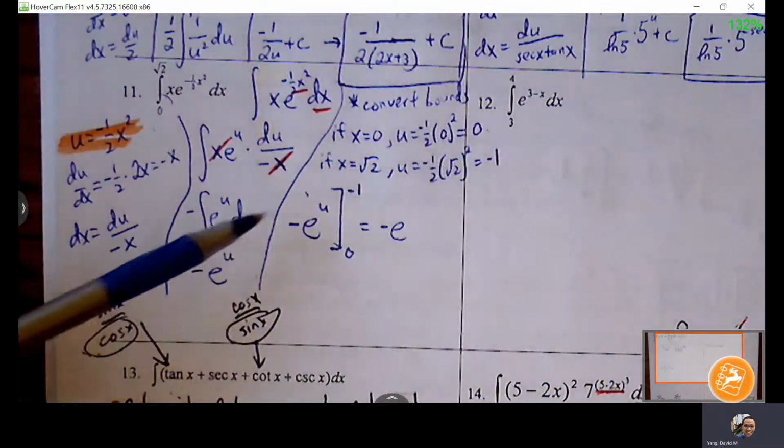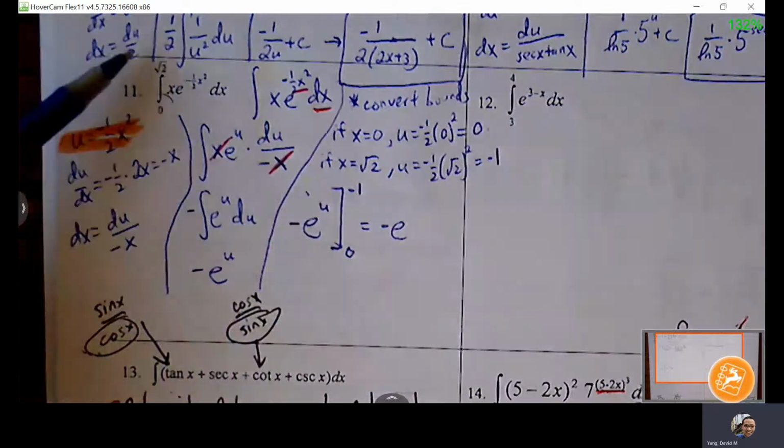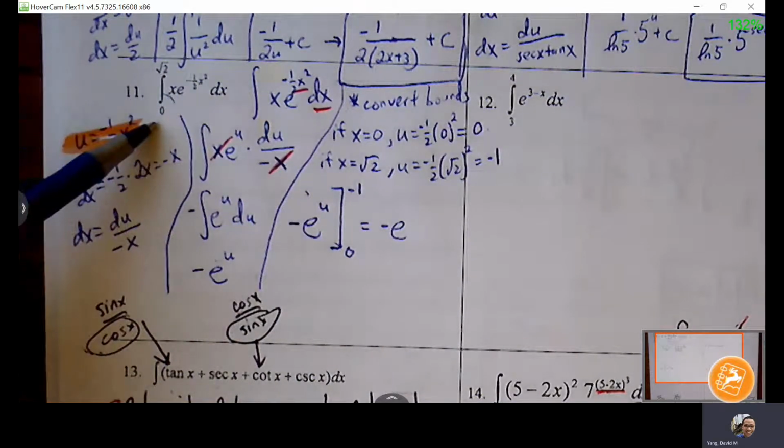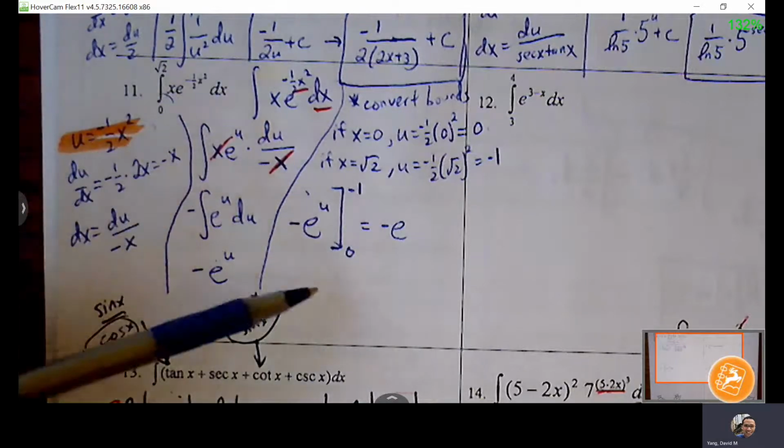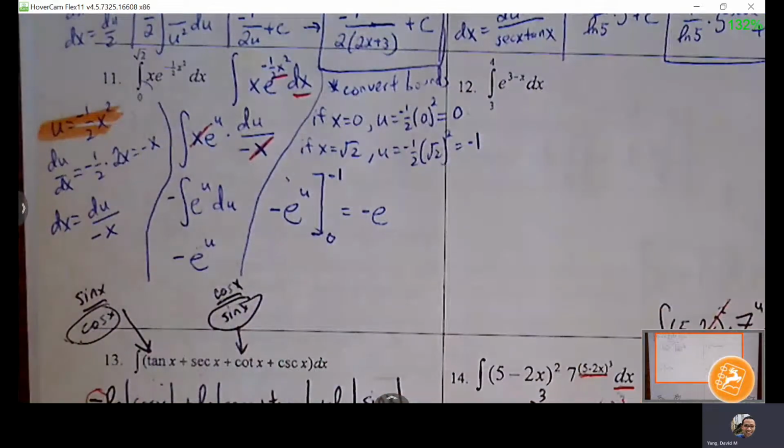Yes. You can replace the u in terms of x and then use the original bounds. So it would be like -e to like -1/2, but not plus c though. Oh, right, you involve 0 and root 2. Yeah, but yes, you should get the same answer as me.